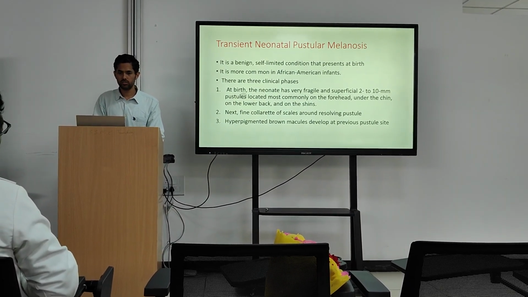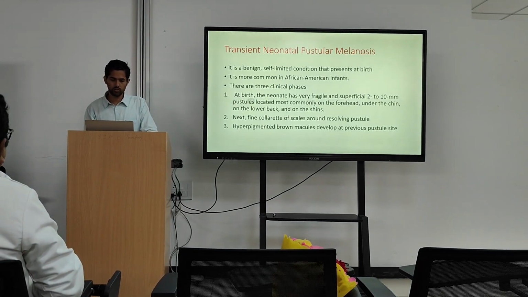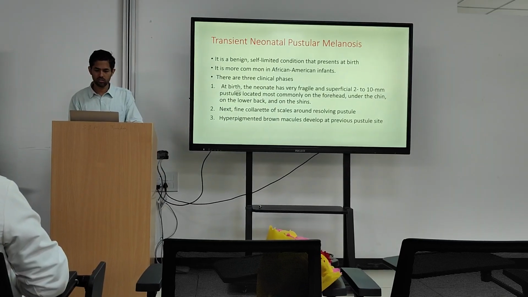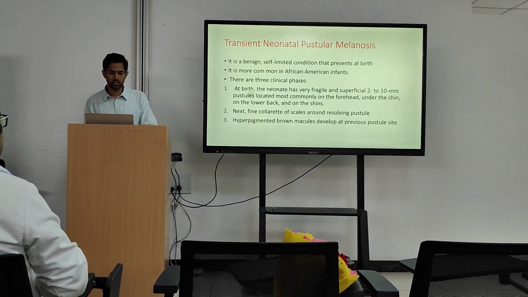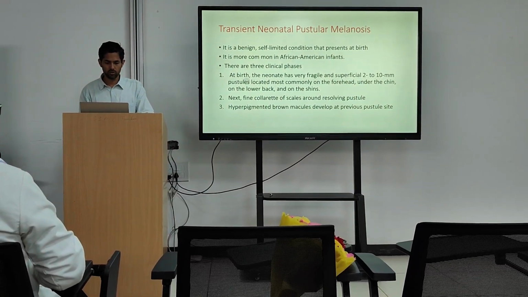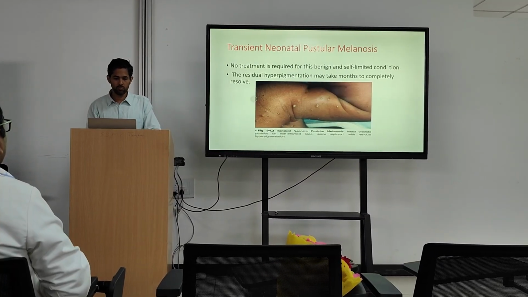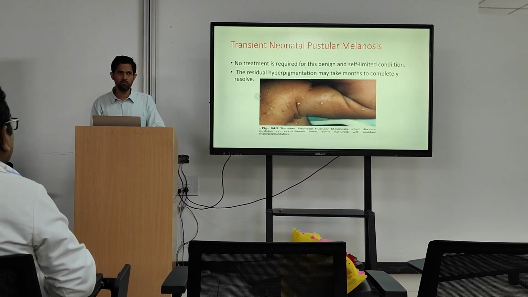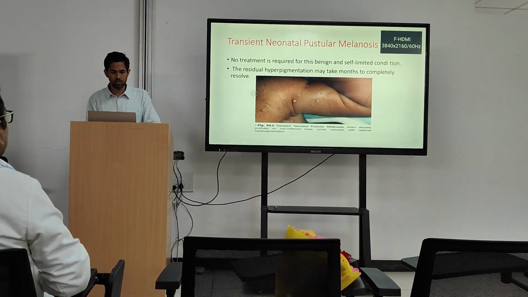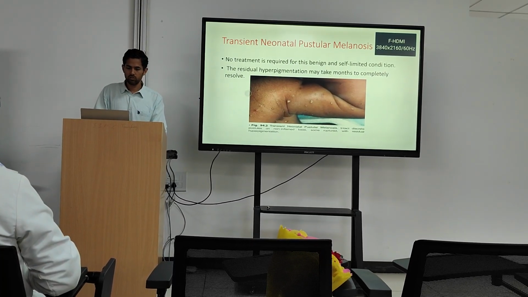There are three clinical phases. Initially, at birth, the neonate has very fragile, superficial 2 to 10 mm pustules located most commonly on the forehead, under the chin, on the lower back, and on the chin. Next, fine collarette scales develop around the pustules, and after that, hyperpigmented brown macules develop at the previous pustule site. These hyperpigmented macules may be there for some time. It may take some months to years to resolve completely. So no treatment is required for this benign self-limiting condition, and we should know that hyperpigmentation may take months to completely resolve.